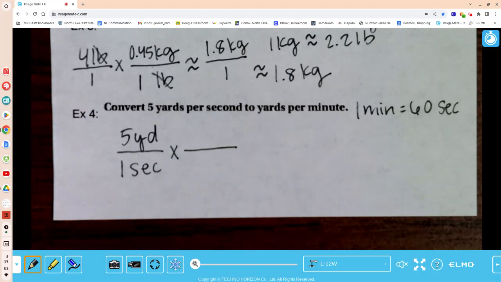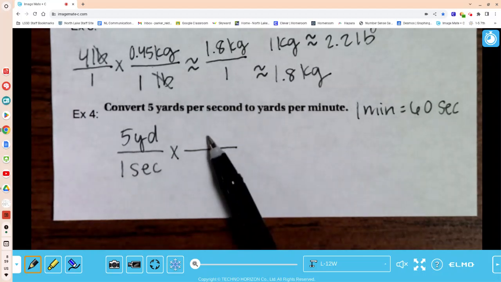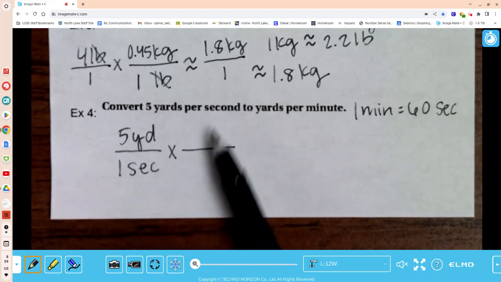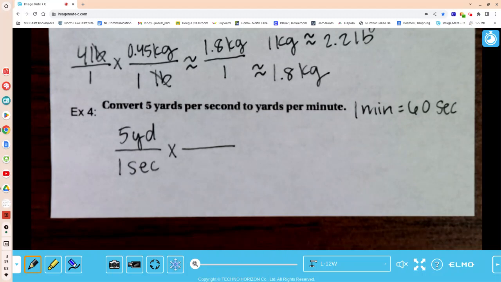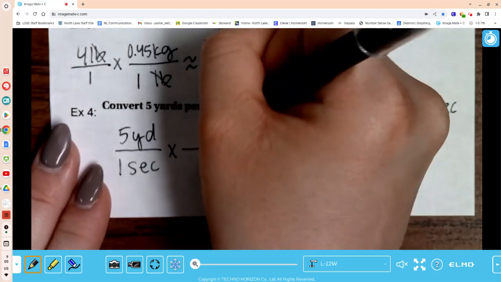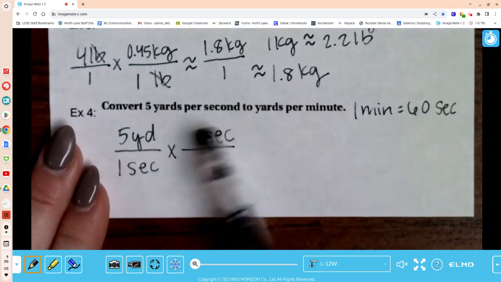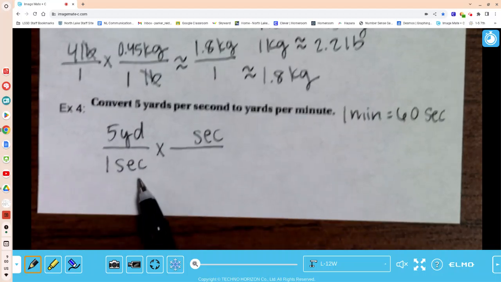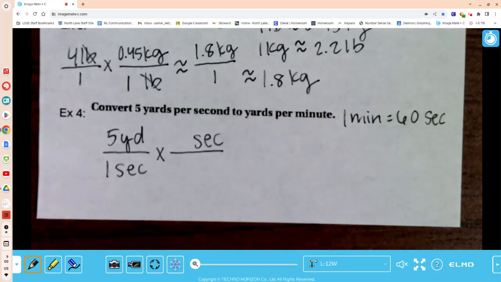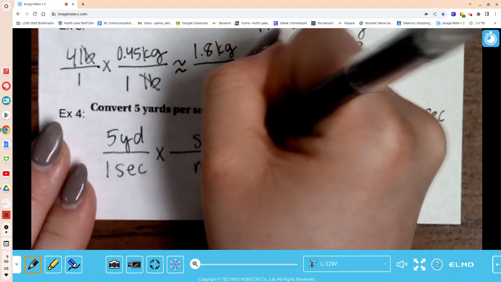So should I put seconds on the top, diagonal from the other seconds, or should I put it on the bottom next to the other seconds? Yes, because the whole point is I want the seconds to go away, and that can only happen if they're diagonal, if I'm able to cross cancel. So I know in all the other ones we put it on the bottom, but we put it on the bottom so that it would be diagonal. In this case, since the thing we're changing is on the bottom, I put it on the top. That means I'm going to put minutes on the bottom.